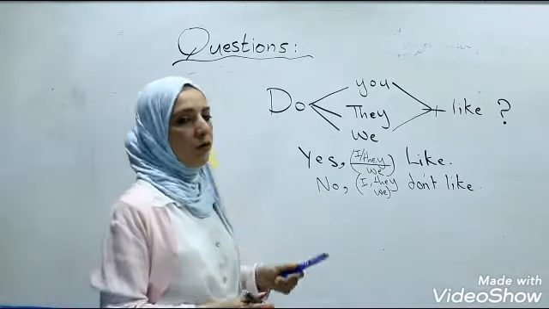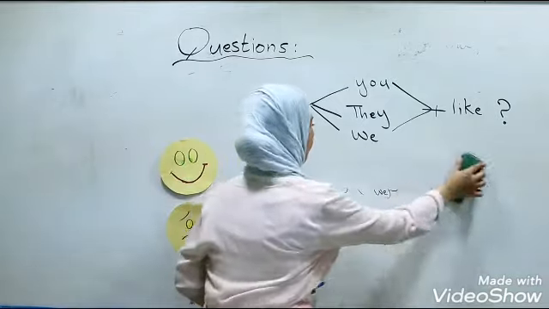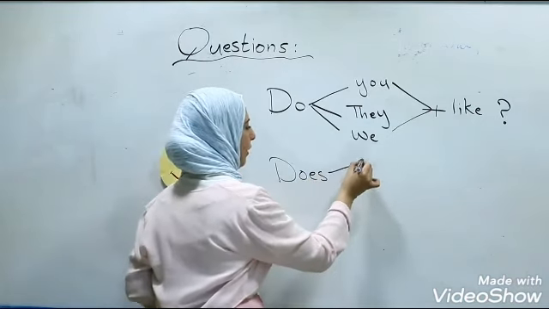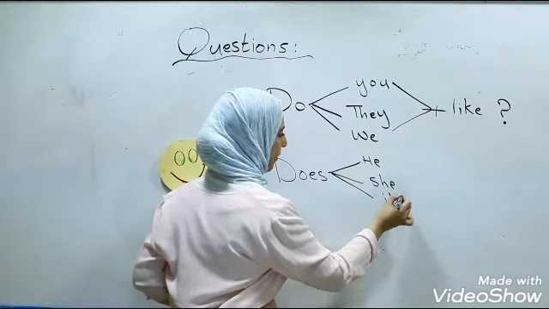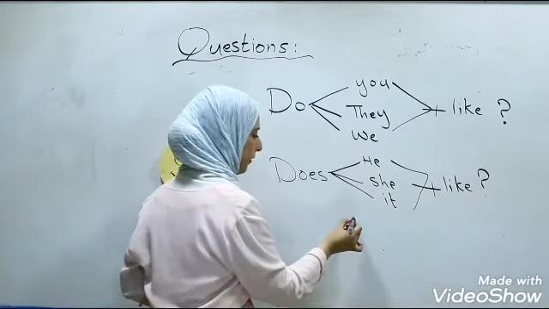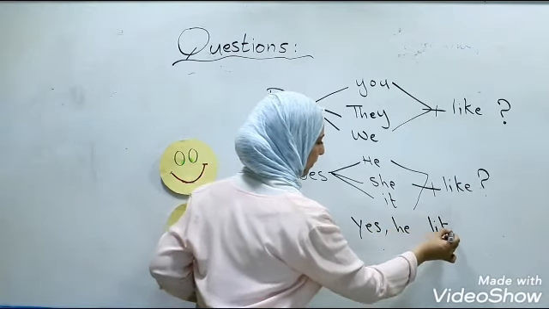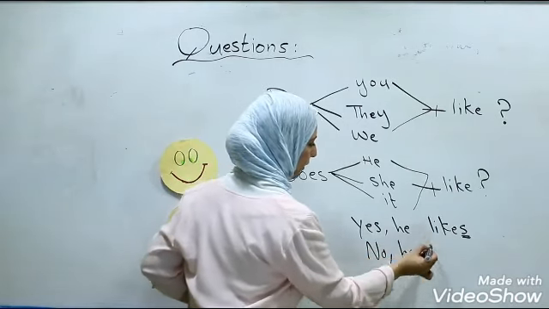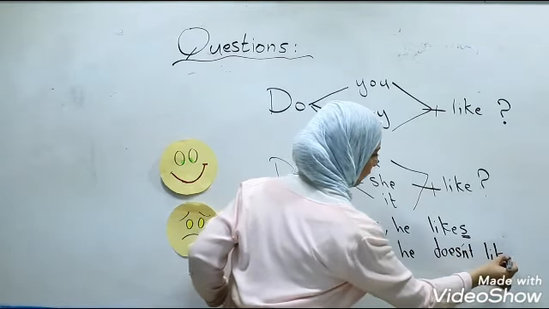This is the rule for do. But for does, the rule will be does with he and she and it, like, question mark. The answer, yes, he likes. Or no, he doesn't like, without S, because.